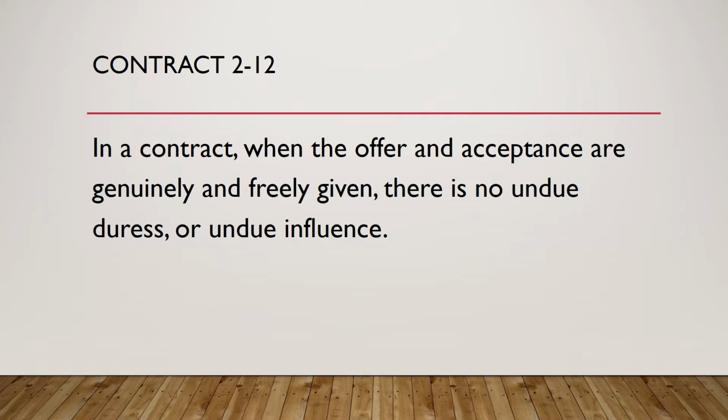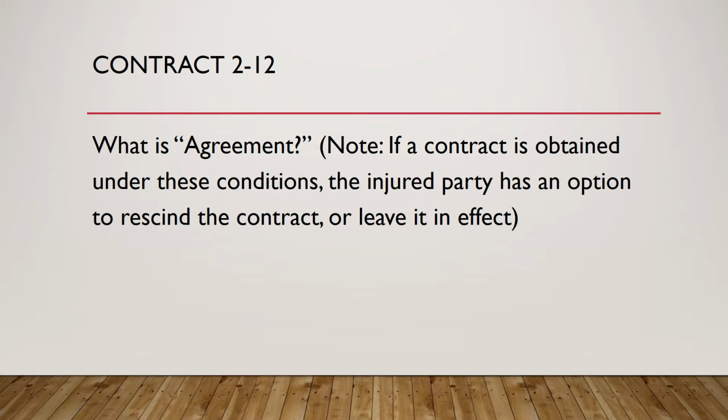Question 12. In a contract, when the offer and acceptance are genuinely and freely given, there is no undue duress or undue influence. What is an agreement? Note, if a contract is obtained under these conditions, the injured party has an option to rescind the contract or leave it in effect.